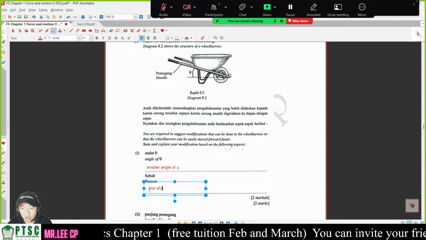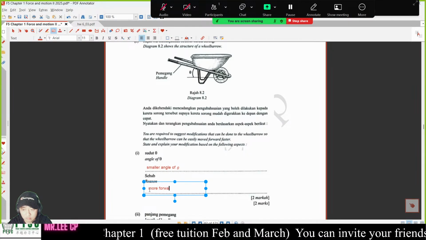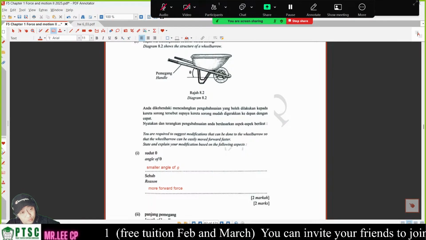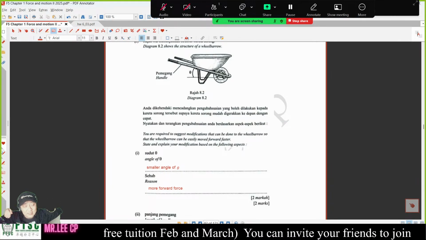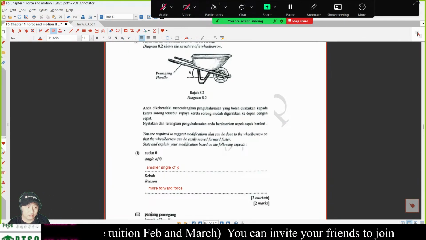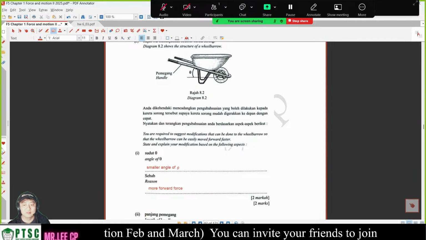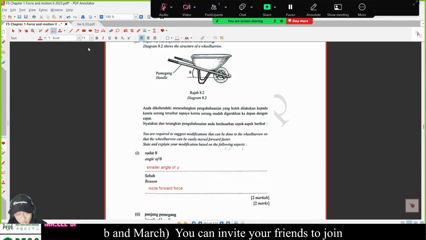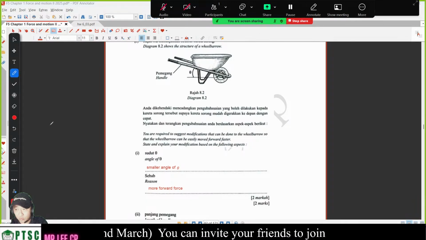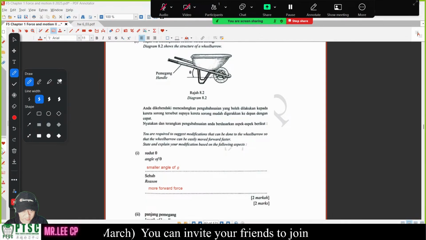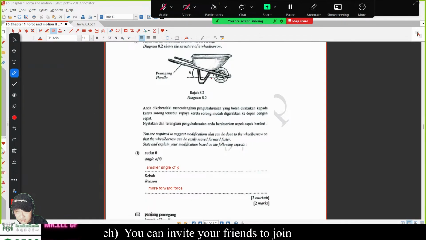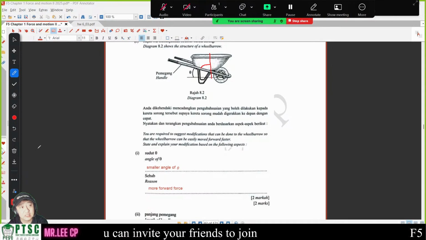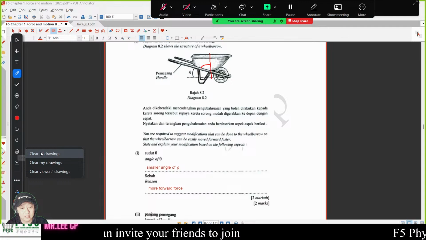More forward force. If you pull up higher, there is more vertical force and less forward force. Is that okay? So the answer must be a smaller angle. But you depend on what angle they give you. Sometimes they will not give this angle, they'll give another angle, so you have to see.